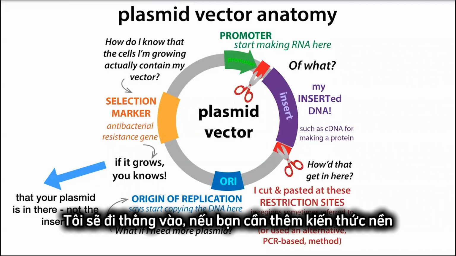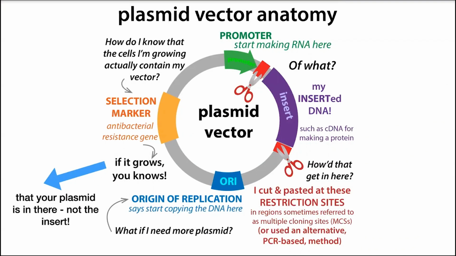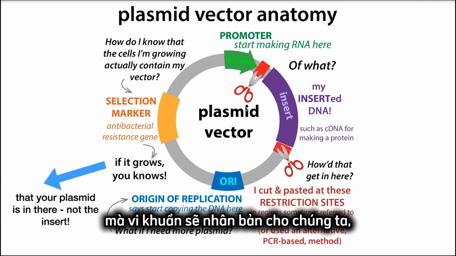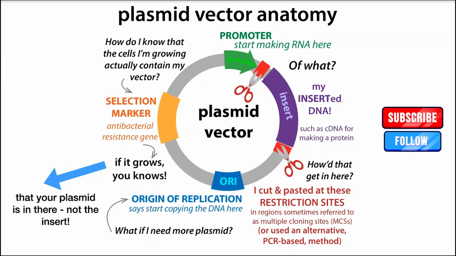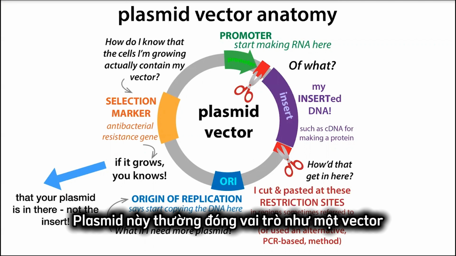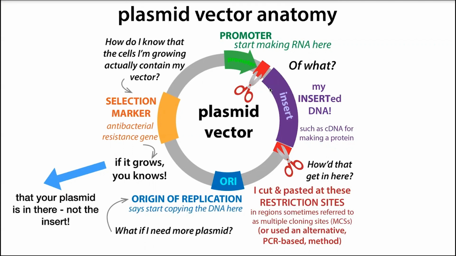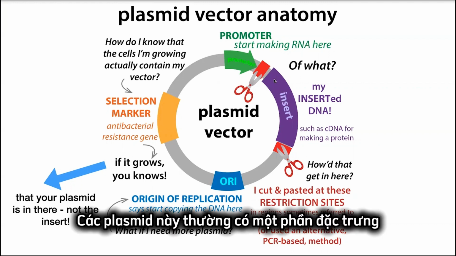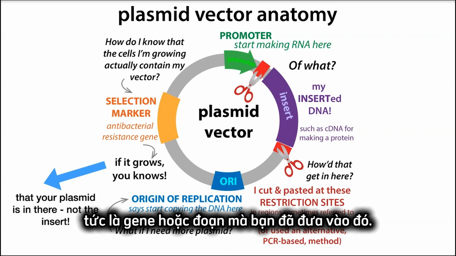So I'm just going to dive in. If you need more background, I have lots of other videos and posts that I will point you to. But so we're all on the same page, we have this plasmid, this circular piece of DNA that bacteria will make copies of for us and will pass down from bacteria to bacteria. And this plasmid is often serving as a vector or a vehicle for getting a piece of genetic information into these bacteria, for the bacteria to make copies of, to make proteins of, etc. And so these plasmids typically have this unique part, which is going to be your insert, the gene or the thing that you put in there.